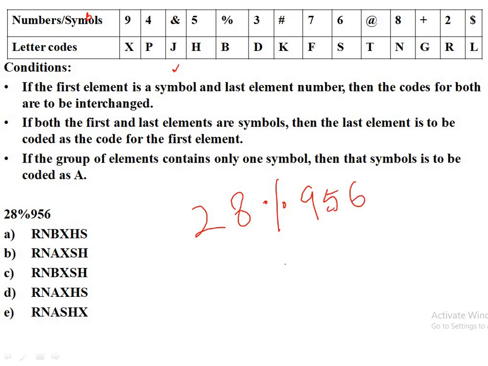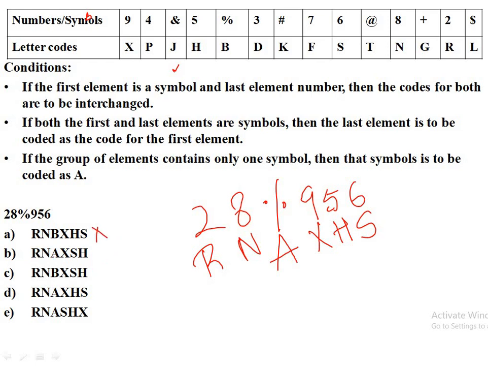Okay, so see here, it is 28%956, correct. So now just code this percentage symbol as A. Why? Because of condition 3. Suppose any question provided to you contains one symbol, then that has to be coded as capital letter A. I have done that. And what about the remaining? What do we need to do? Nothing else. You just need to see the table and write. What does 2 mean? It means R. What does 8 mean? It means N. 9 means, where is 9? In the starting, that is X. What about 5? 5 means it is H, and 6 means it is S. So my answer is RNAXHS. I need to get RNA.